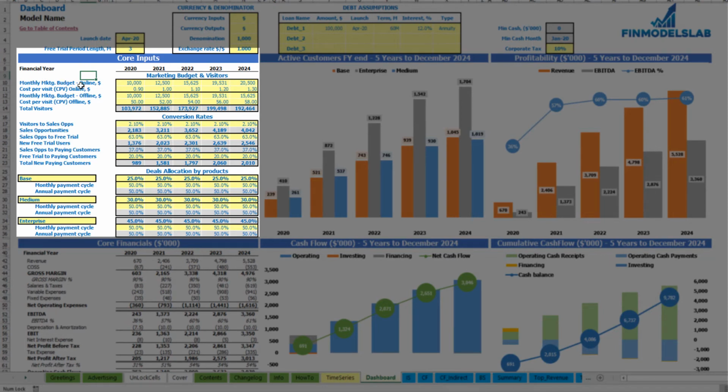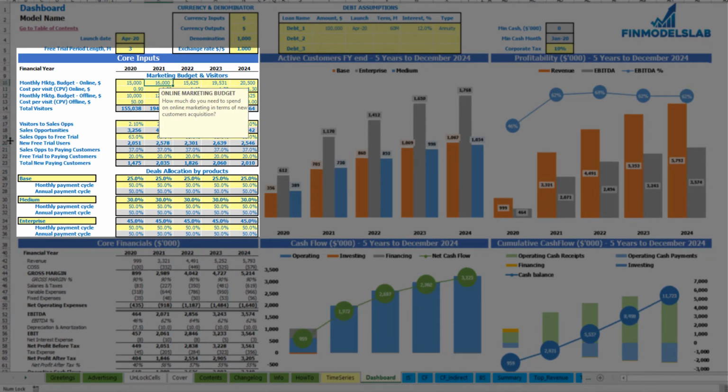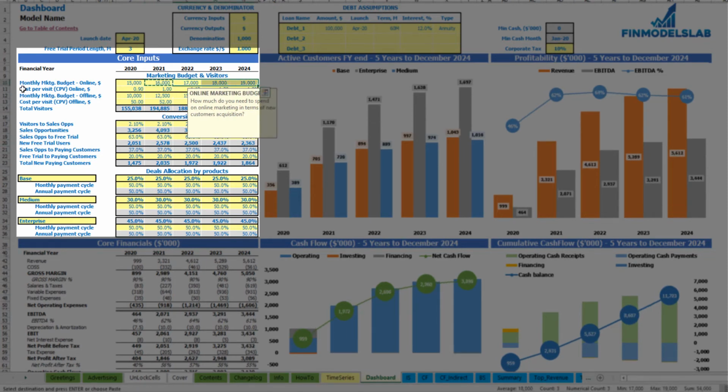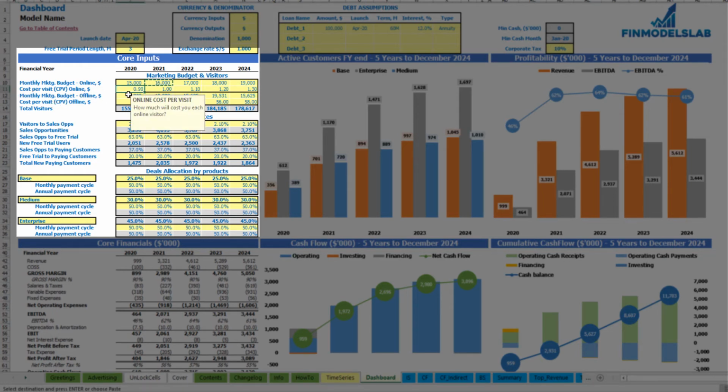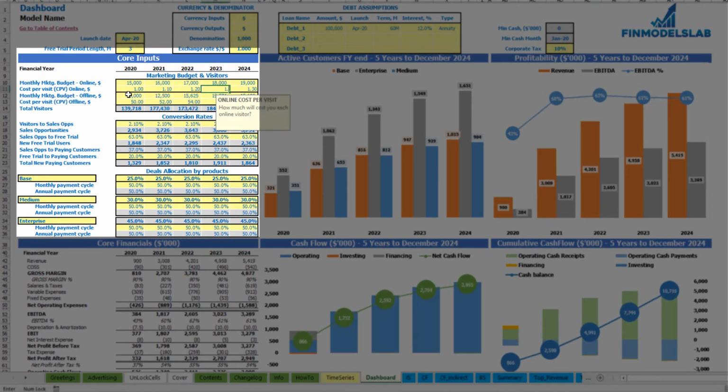Let's set up monthly marketing budget across the years. This means the average monthly spend on the budget for the marketing. Let's pretend this is 15,000 plus an additional $1,000 per month across the next years. The next step is to input cost per visit for this online stream. Let's say it's $1, 1.1, 1.2, 1.3, 1.4.